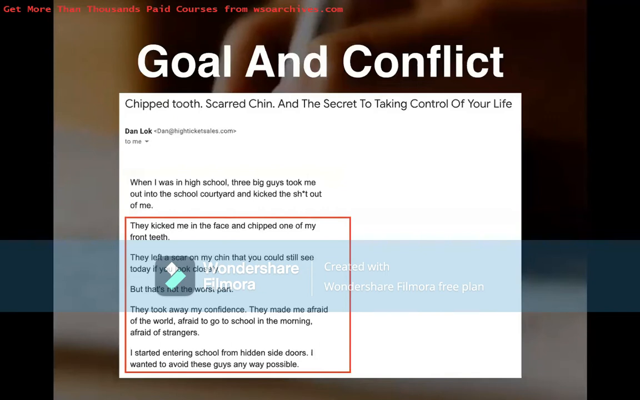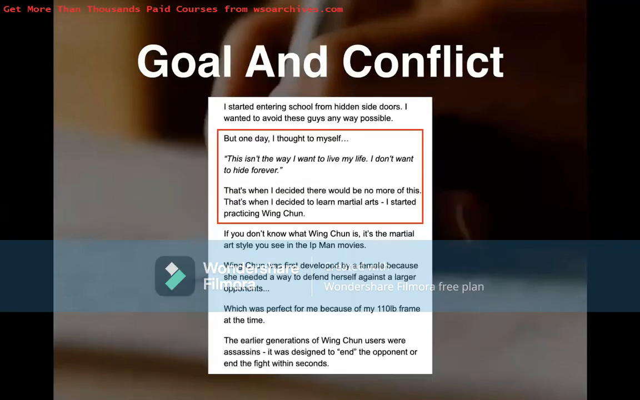They made me afraid of the world, afraid to go to school in the morning, afraid of strangers. I started entering school from hidden side doors. I wanted to avoid these guys any way possible. We're introducing the villain. The bullies are the villain. We're the character. We're trying to get something, right? Here's where our goal comes in.